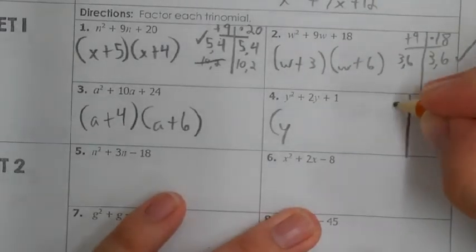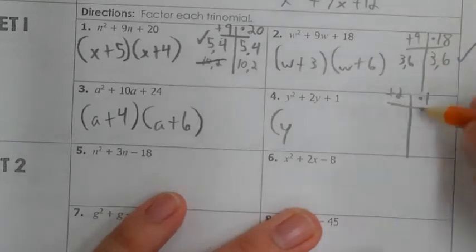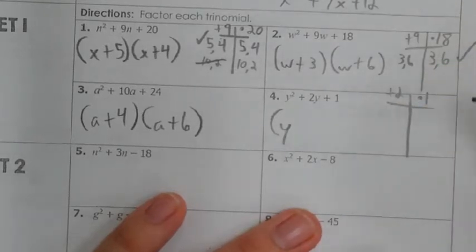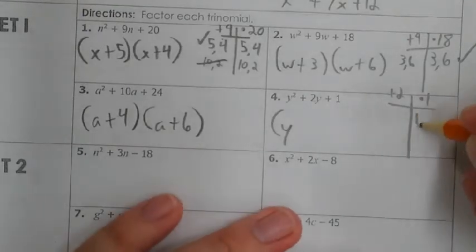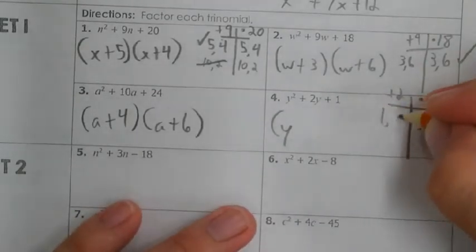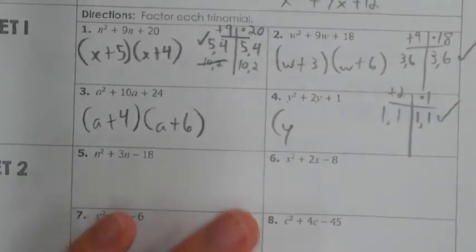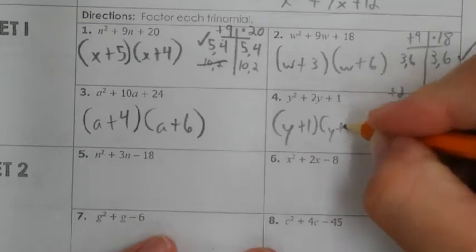All right, let's try this. What 2 numbers can we multiply to give us 1? 1 and 1. That's literally it. There's nothing else. So we're just hoping that 1 plus 1 equals 2, which we know it does. So it should be y plus 1 and y plus 1.